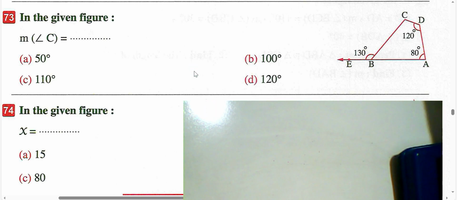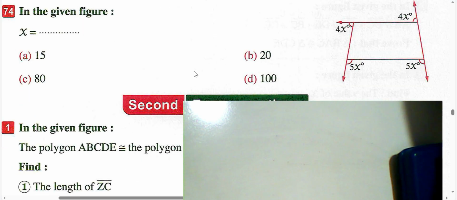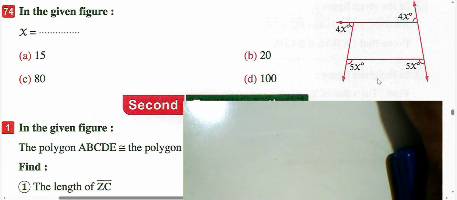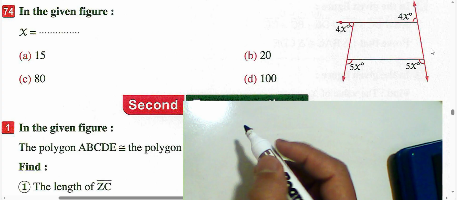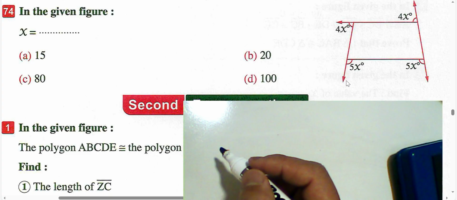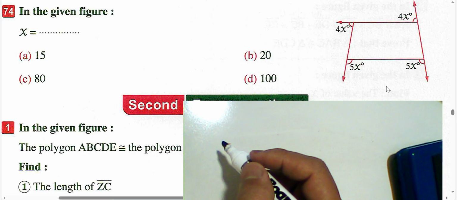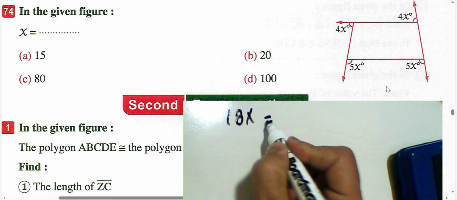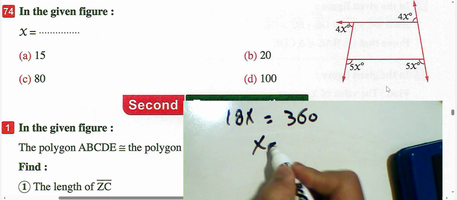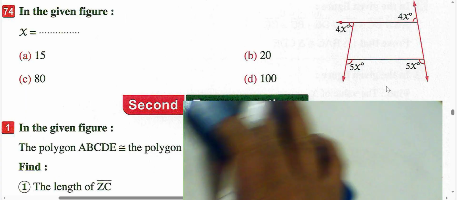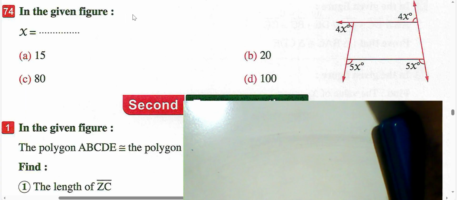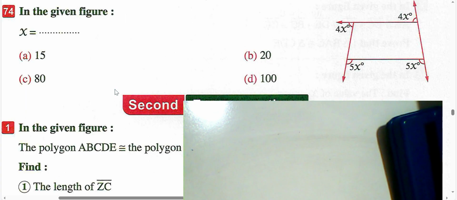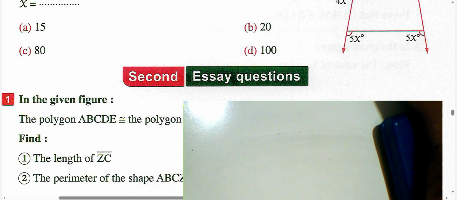Next question, number 74, last question. You want to find the measure of angle x. Look here, we have exterior angles. The sum of exterior angles equals 360. 4x plus 4x equals 8x, and we have 10x, 10x plus 8x equals 18x equals 360. So x will be 20 degrees. We can divide it. Okay, so we finish the question. Next time I will complete all these questions.